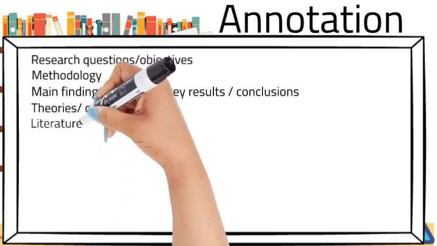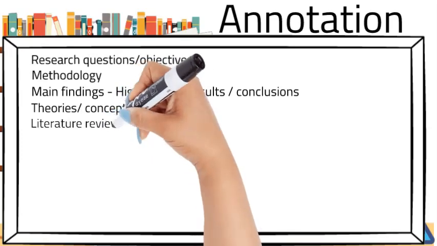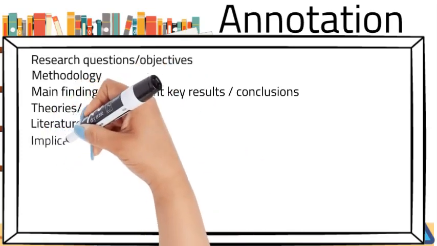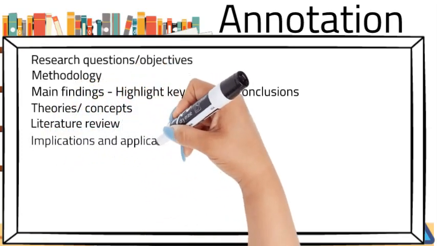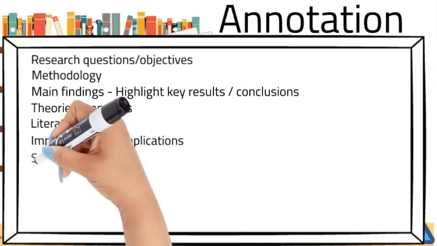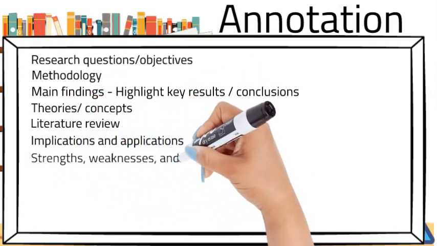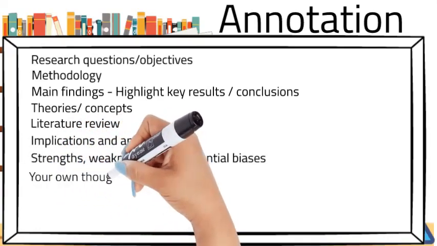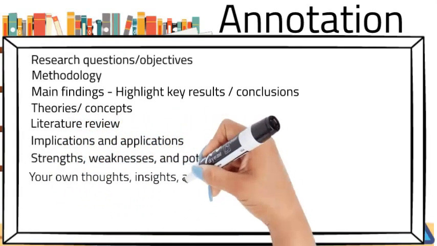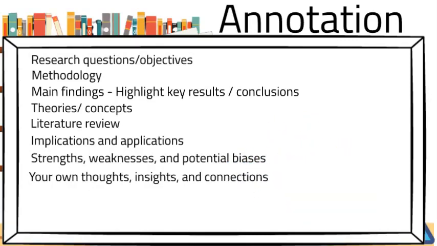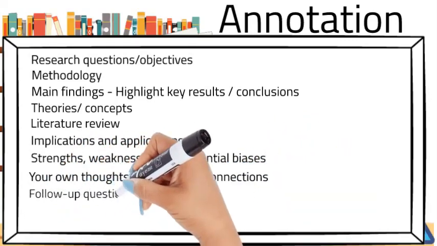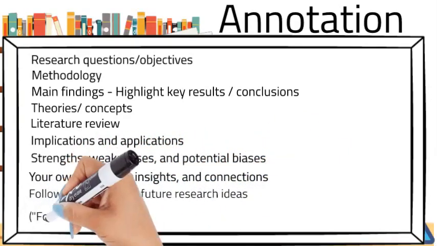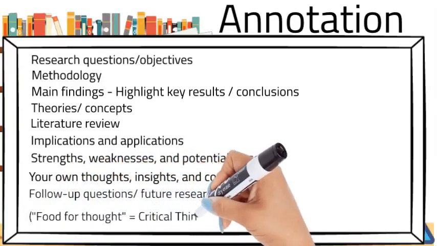A literature review is a collection of other studies that are summarized by these researchers and connect somehow to this research. We look for implications of a study and what it could mean, strengths, weaknesses, potential biases, our own thoughts and connections, and follow-up questions for future research ideas. Remember, food for thought means critical thinking.